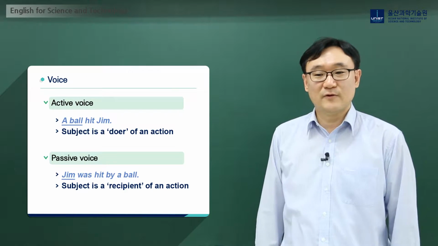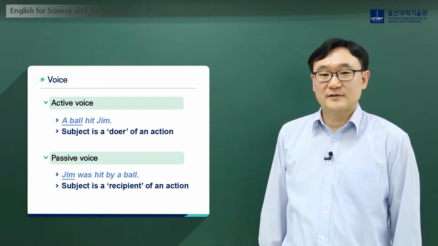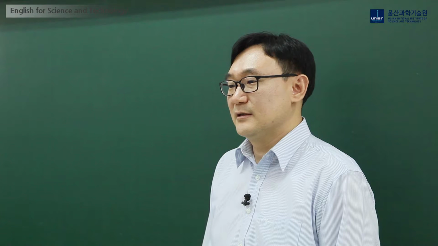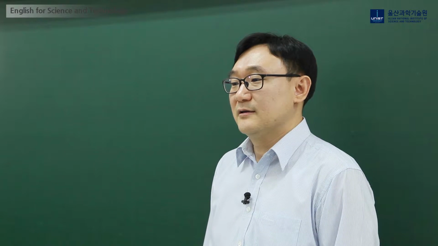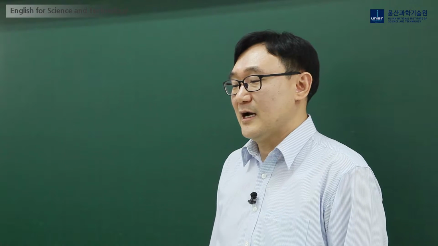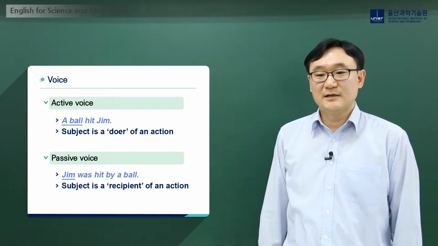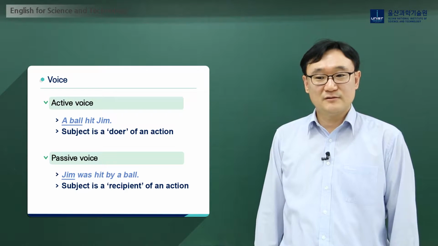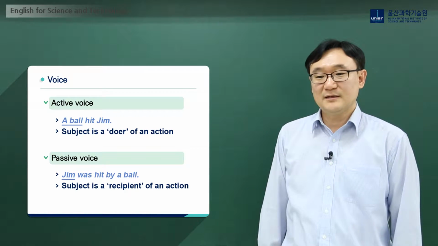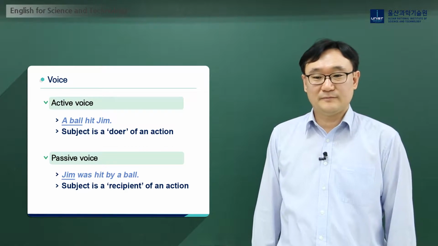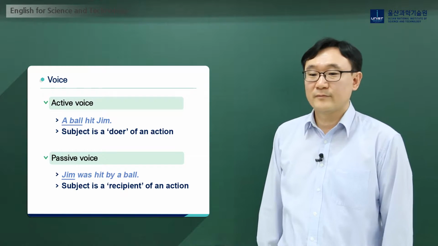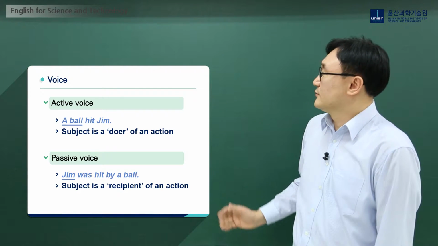English has two voices. If the subject of a sentence is a doer, then the sentence is in active voice. If the subject of a sentence is a recipient of an action, then the sentence is in passive voice. Take a look at these examples.